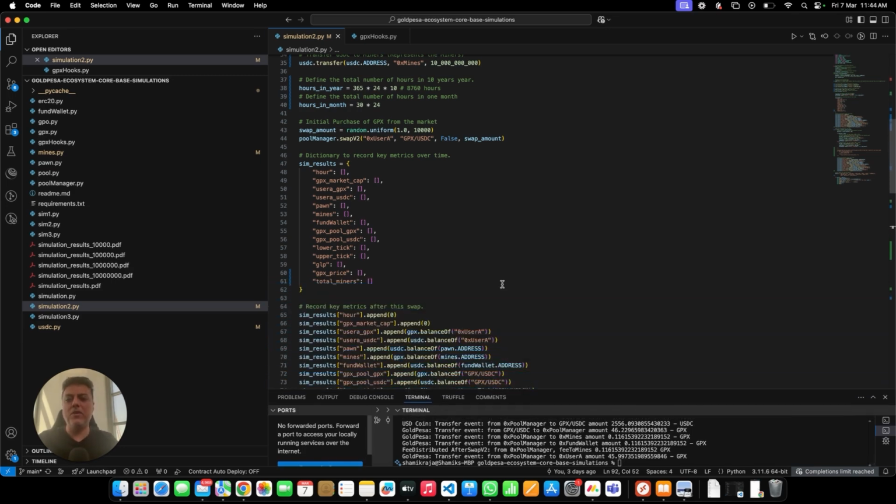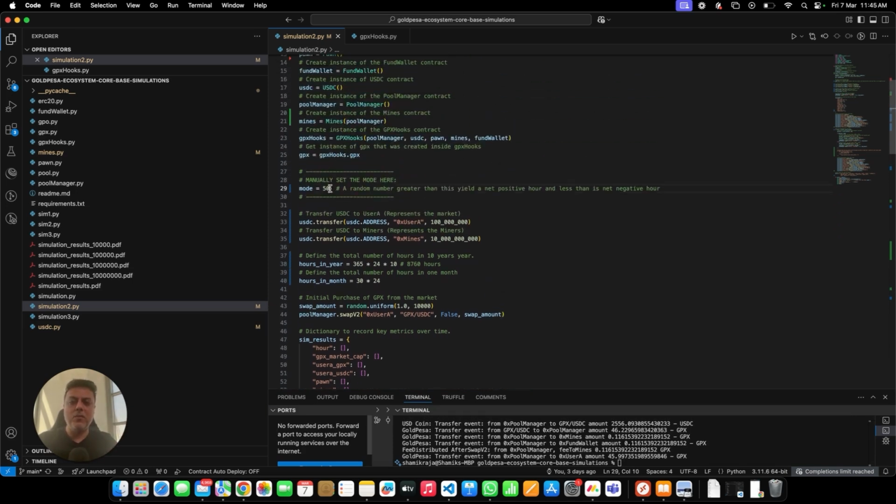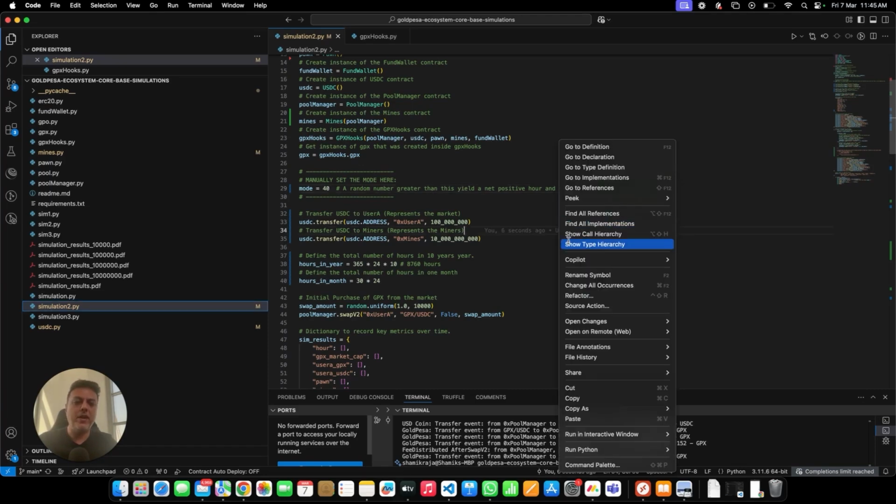So if someone asks me, okay, where do you think GoldPesa is going to be in 10 years? If we just launched just like this, I would have to say if 50% of the buyers are buyers and 50% are sellers, we're going to be about a $70, $80 target in 10 years. Now, you look at the next case, which is what if this was 40? And that means that 40% of the time people are selling and 60% of the time people are buying.